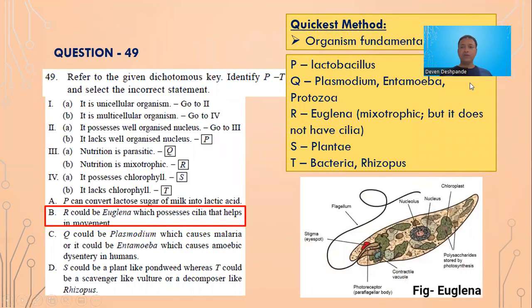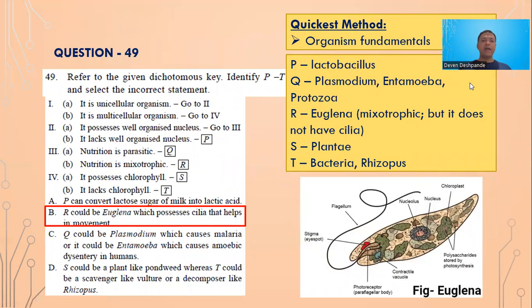Okay, I refer to the given dichotomous key and identify P to T and select the incorrect statements. Unicellular go to 2, multicellular go to 4, and 2 is possessed well organized nucleus go to 3. So what is P? P is it lacks well organized nucleus. Okay, so it is unicellular but lacks well organized nucleus. It could be lactobacillus, isn't it?